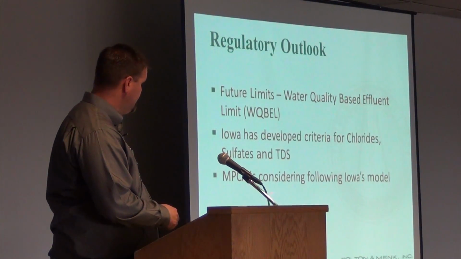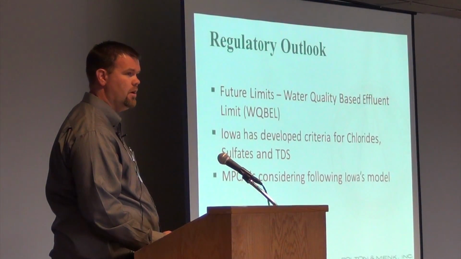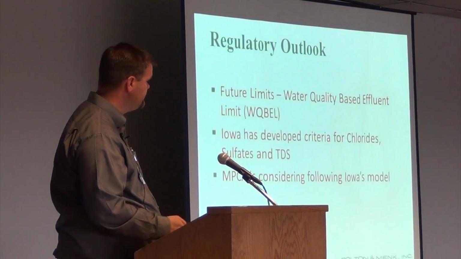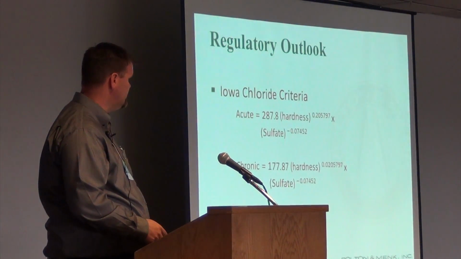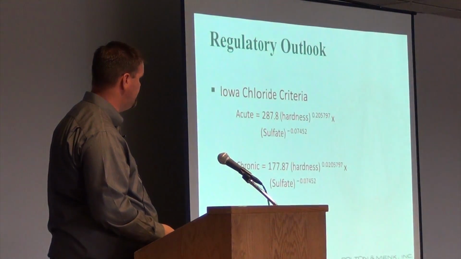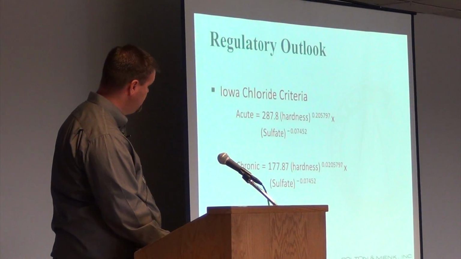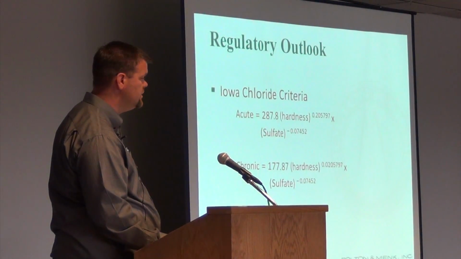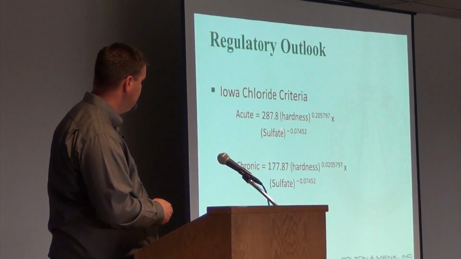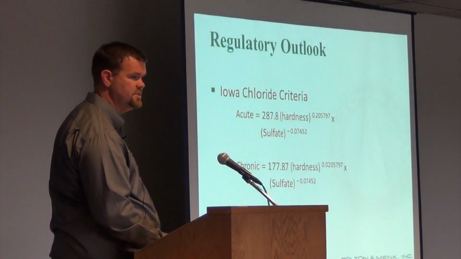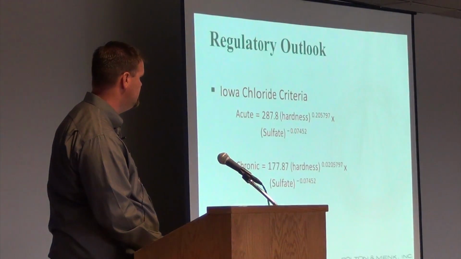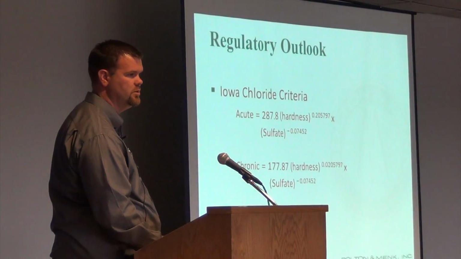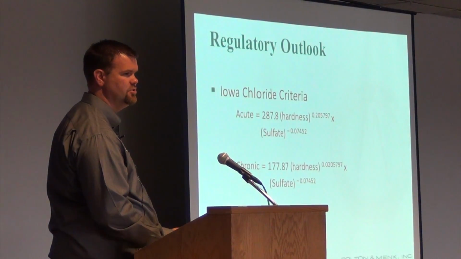So, like I said, the MPCA is considering following Iowa's model, and that model was developed between Iowa and the EPA. The Iowa chloride criteria is based off of this equation. Now this looks a little tricky. But the catch here is that the higher the hardness in your receiving stream, the higher the chloride limit. If you have sulfate in your receiving stream, that's going to lower the chloride limit that you're able to discharge.